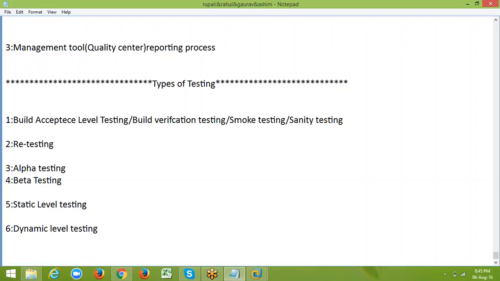Without performing any actions on the application, just by looking at the application, that is called static level testing. Dynamic means by performing some actions on the application, testing is done. That is called dynamic level testing.